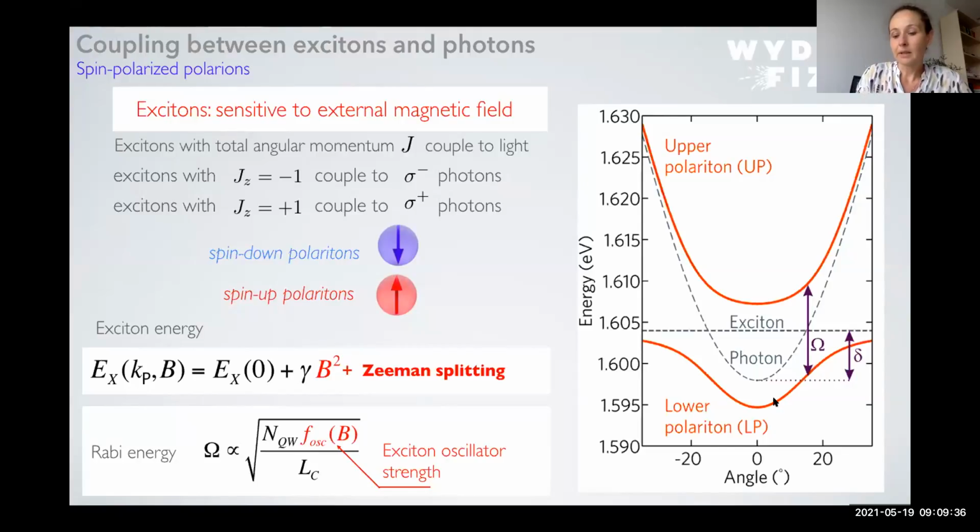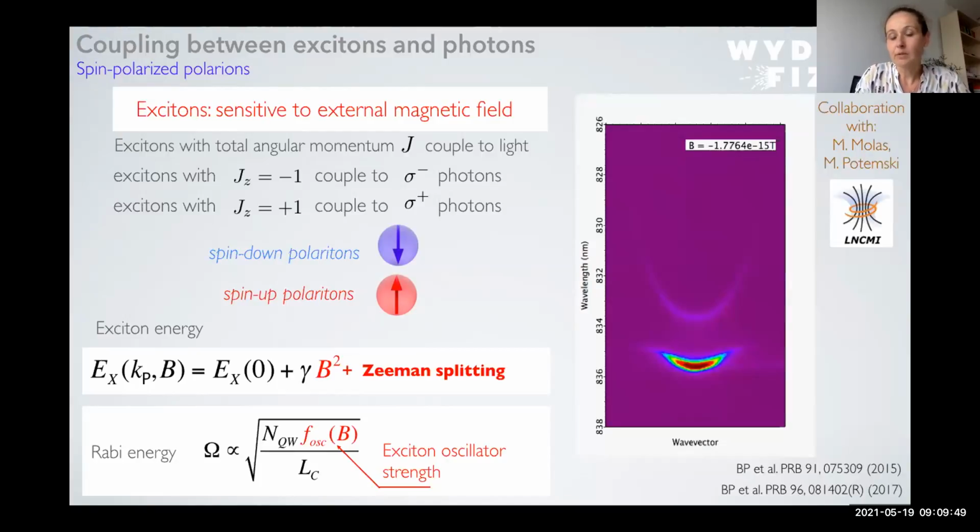At zero magnetic field, we have two degenerate modes of sigma plus and sigma minus polarization. And this is a typical photoluminescence spectrum of the semiconductor microcavity with exciton-polaritons. You can recognize here the emission from the lower polariton branch and upper polariton branch. And this is the spectrum taken at zero magnetic field. So now I will play a movie where I turn on the magnetic field, and you will observe how the polariton branches are modified.